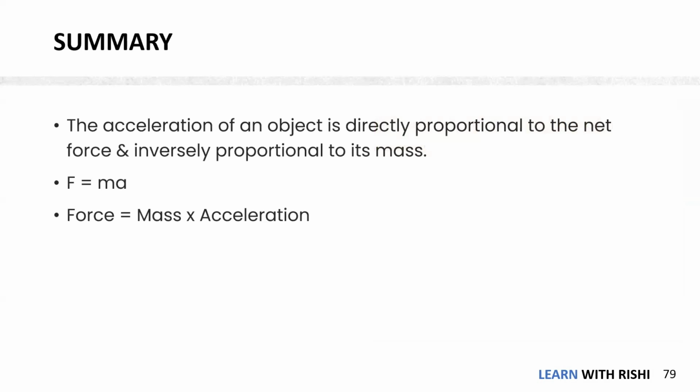Now let us have a summary of second law of motion. The acceleration of an object is directly proportional to net force and inversely proportional to its mass. F is equal to ma, that is mass into acceleration. Acceleration is nothing but change in velocity upon time.